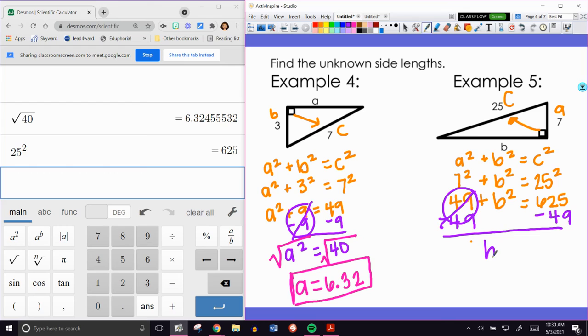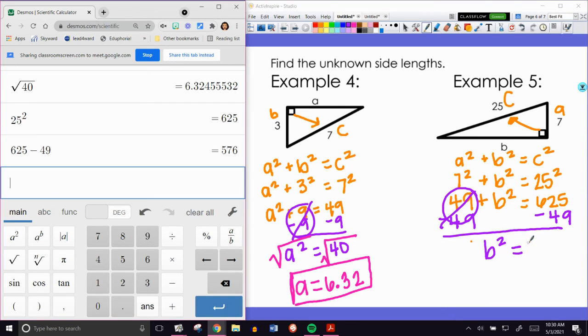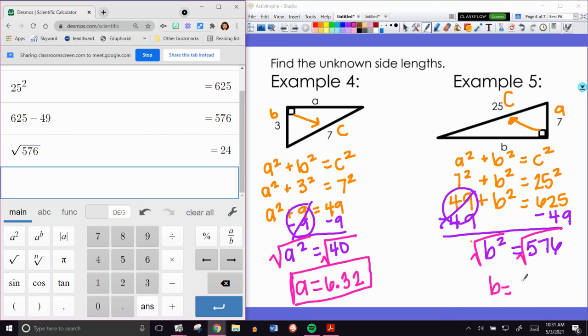Now that's gone, and I have B squared equals, so I'm going to do 625 minus 49, and I get 576. And then I only need B and not B squared, so I will take the square root. So the square root of 576 is 24. So B is 24 units long, all right? So now let's go ahead and do our last example.